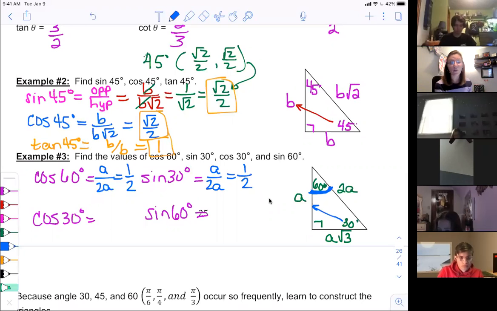And if you think about those ordered pairs on the unit circle, that happens the same way for the sine of 30 and the cosine of 60 on the unit circle. The cosine of a 30-degree angle would be a root 3 over 2a, but my a's cancel and I get root 3 over 2. And the same thing for the sine of 60 degrees.